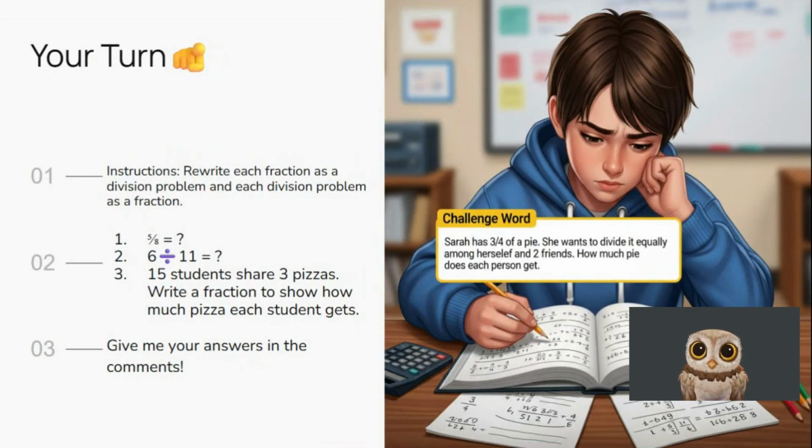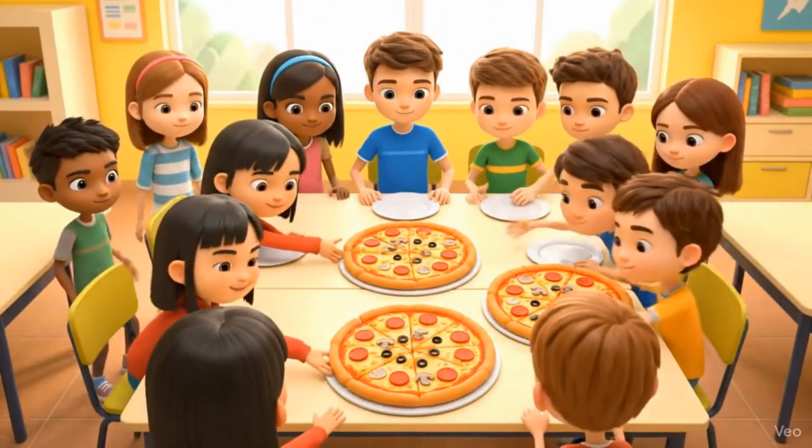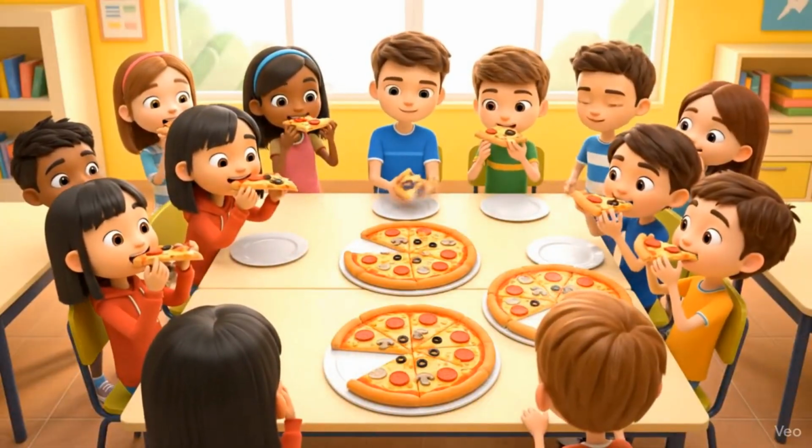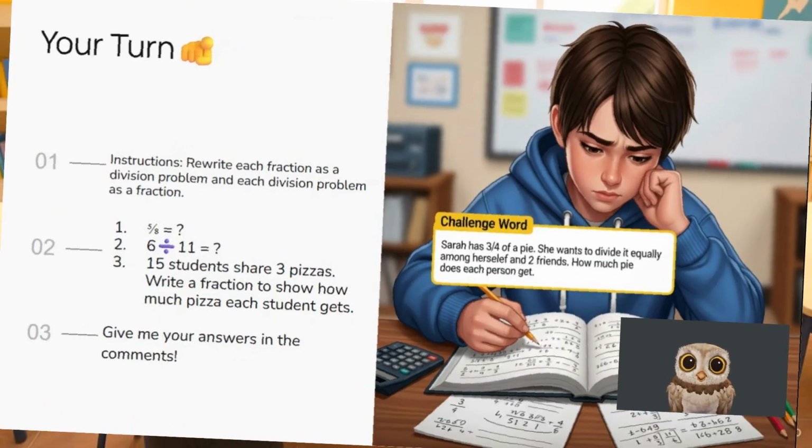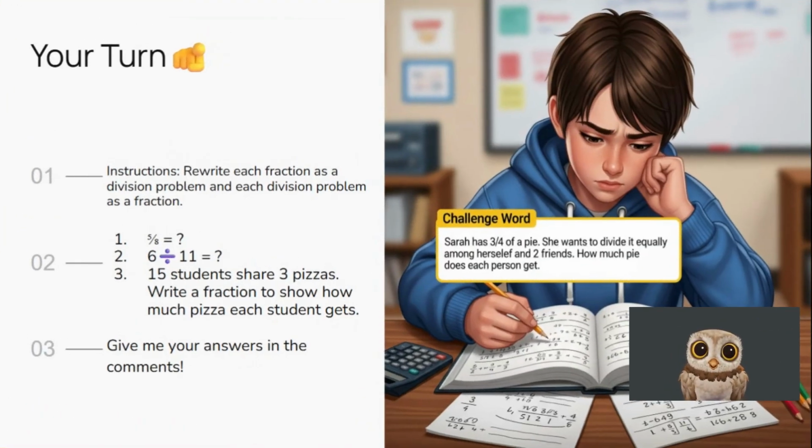Now let's walk through number 3 together. 15 students share 3 pizzas. Write a fraction to show how much pizza each student gets. The items being shared are the pizzas, so that's our numerator. The groups we're sharing with are the students, so that's our denominator. The problem is 3 pizzas divided by 15 students, which gives us the fraction 3 over 15. We can simplify this by dividing both the top and the bottom by 3, which gives us 1/5. So each student gets 1/5 of a pizza.